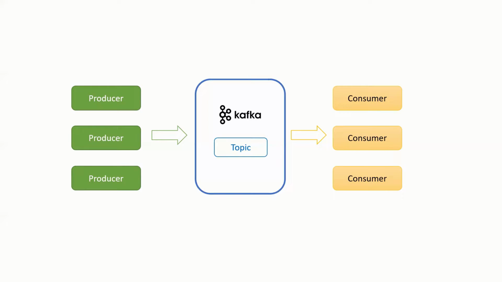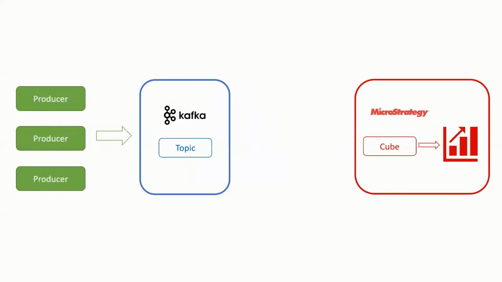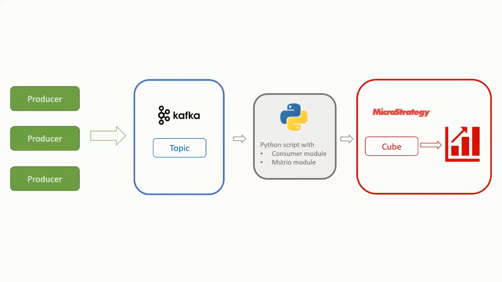Now, we would like those messages to be pushed to MicroStrategy. We can't do that directly because currently there is no standard Kafka connector for MicroStrategy. Does that mean that we are at a dead end here? Not at all. Thanks to MicroStrategy's open architecture and library of REST APIs, we can use a middleman. Our middleman will be a small Python script with two modules: Kafka consumer module to receive and process messages, and MicroStrategy Mysterio module to push data to MicroStrategy cubes. And when the data is in the cube, you can use it for your beautiful visualizations.